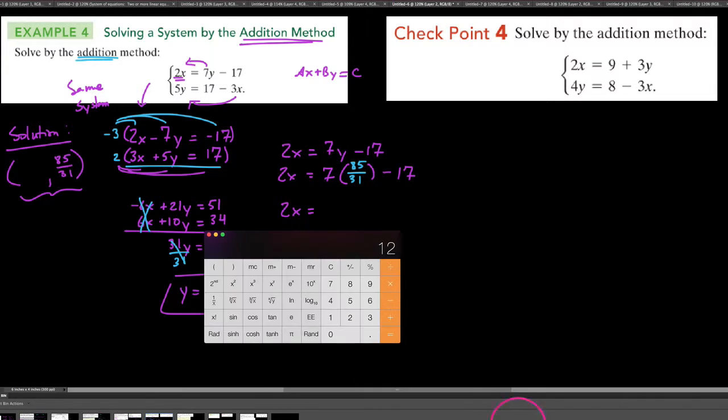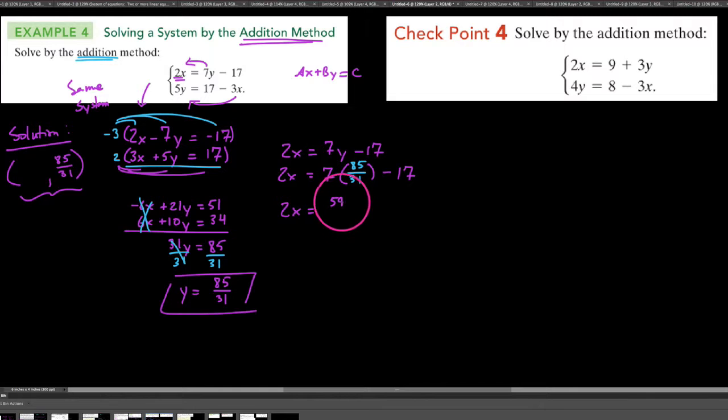Let's get out a calculator here. I suppose we would get 7 times 85 would be 595. We have 595/31 if we multiply these straight across. And now guess what we get to do? We get to take 17 wholes off of this.